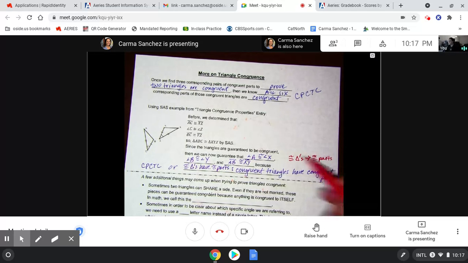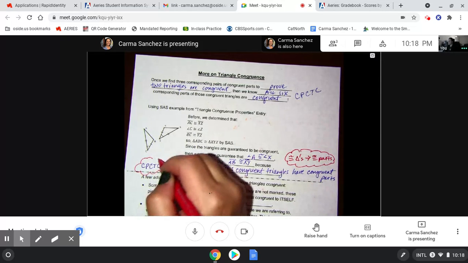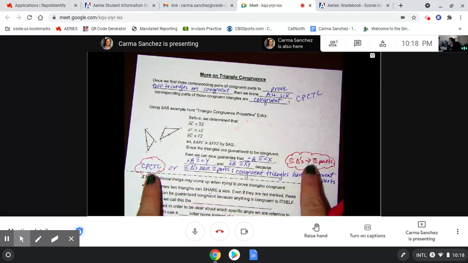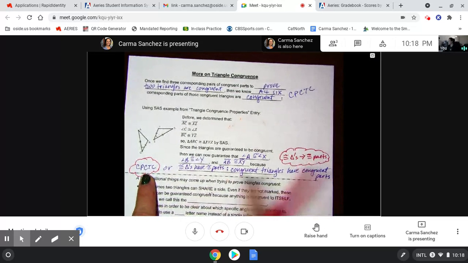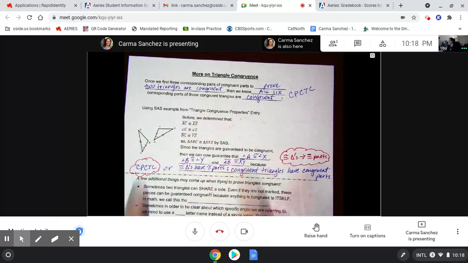Congruent triangles have congruent parts. So you can either use this as your reason, or you can say CPCTC, congruent parts of congruent triangles are congruent. These mean the same thing. They're just 2 different notations to say if the triangles are congruent, all the parts are congruent.